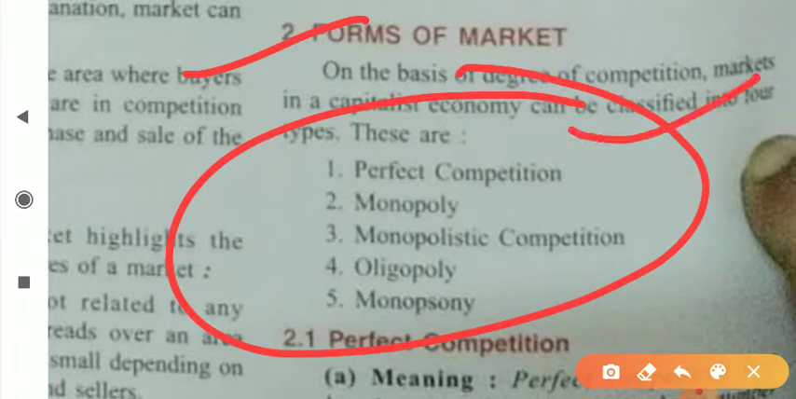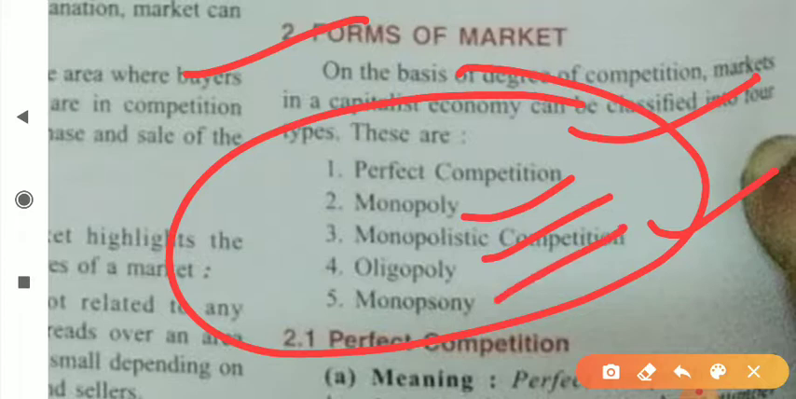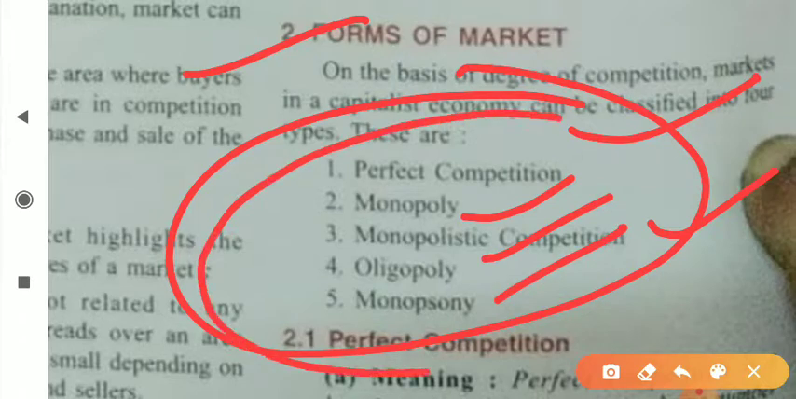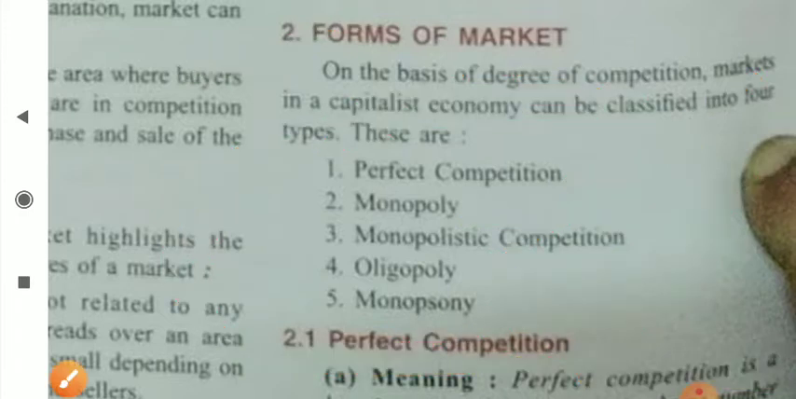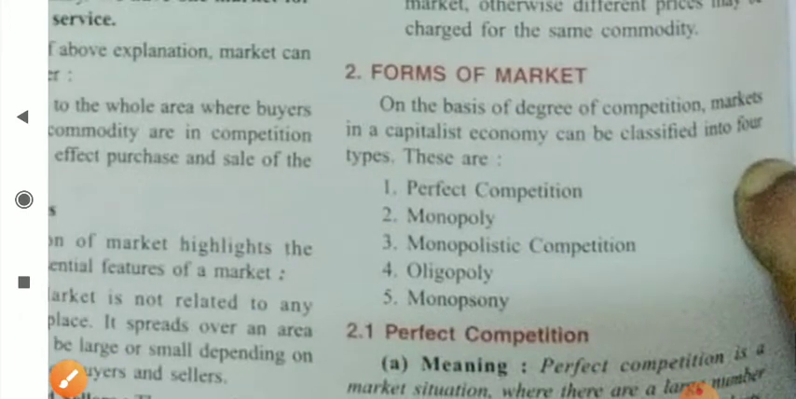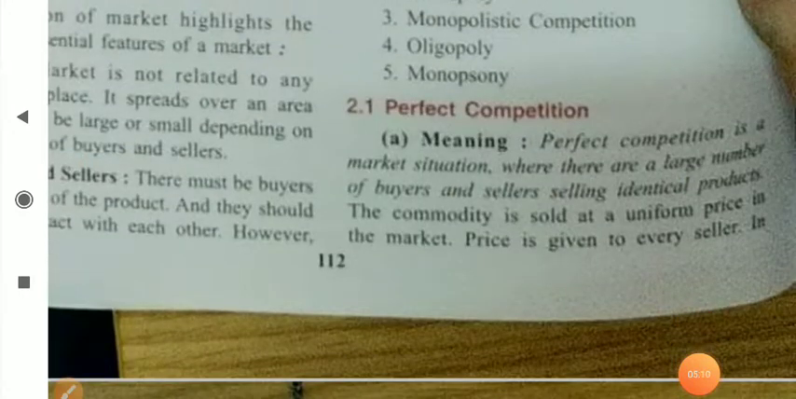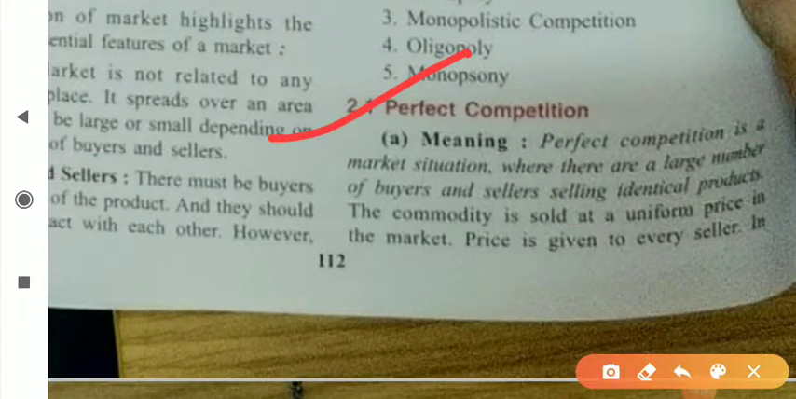The first one is perfect competition, then monopoly, then monopolistic competition, then oligopoly, and the last one is monopsony. Okay, so we will understand all these concepts one by one. Dear student, let's start with our first concept, which is about perfect competition. Now, what is the meaning of perfect competition?